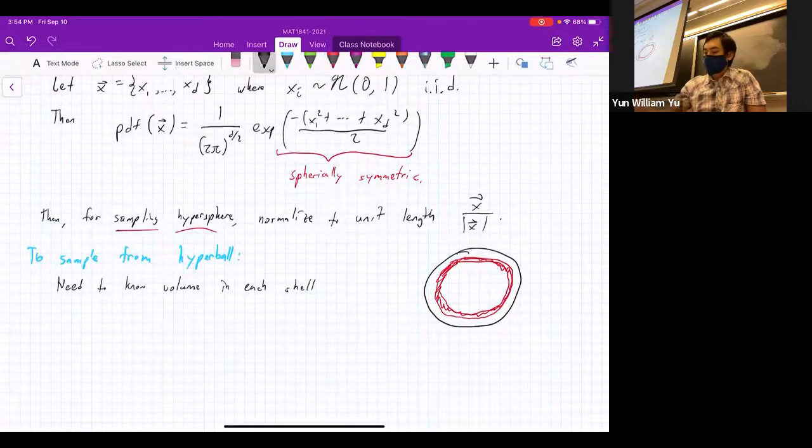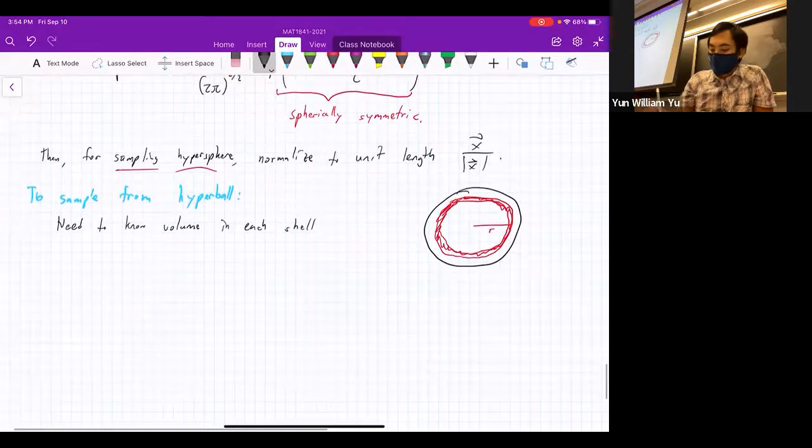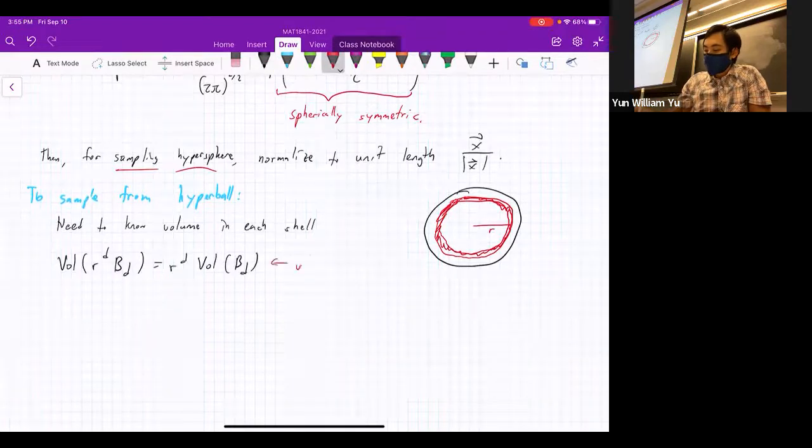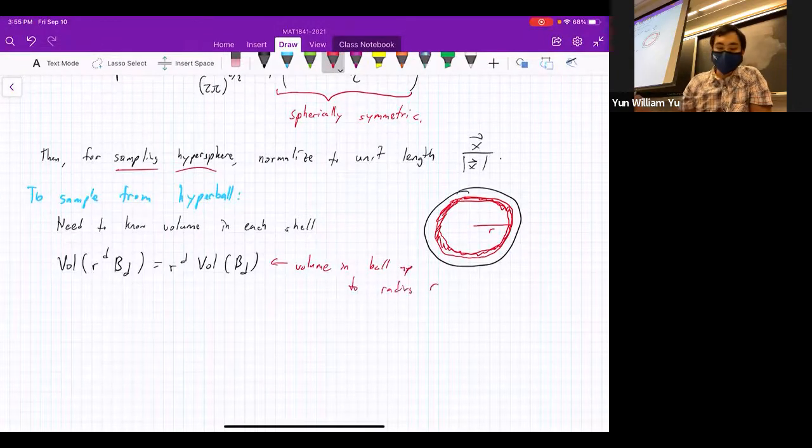Okay, this is the shell of radius r. Let's see, what's the volume? We know that the volume of the hyperball of radius r is just r to the d times b sub d, where b sub d is the unit ball in d dimensions. So this is equal to r to the d times the volume of b sub d. This here is the volume of the ball up to radius r.